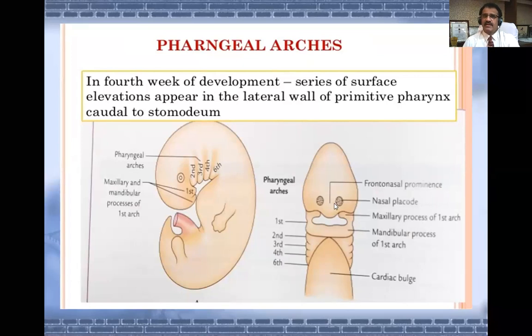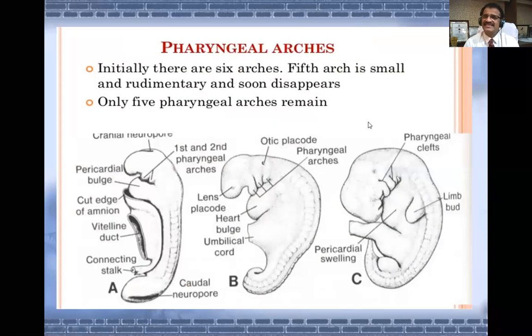Pharyngeal arches are initially 6 in number, but 5th arch is small and rudimentary and soon disappears. So only 5 pharyngeal arches remain, and from that we get different structures in the adult life. So we call them the derivatives of pharyngeal arches. That I'll show in the next slide.